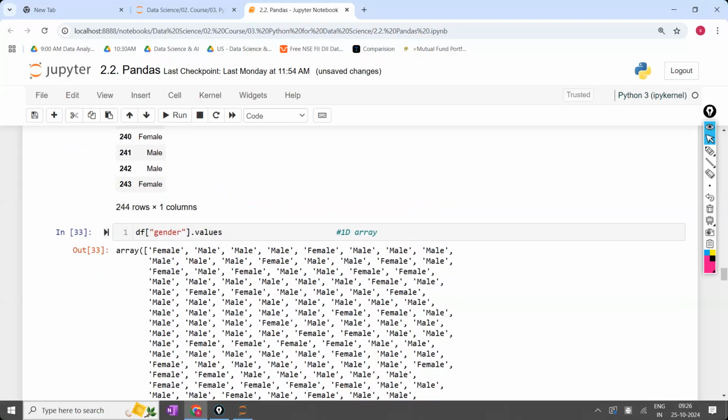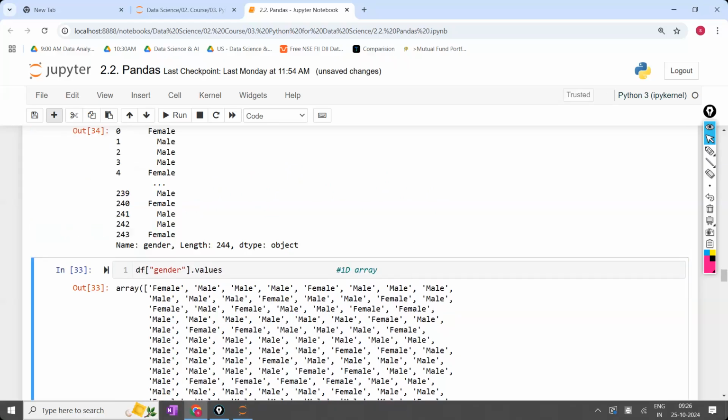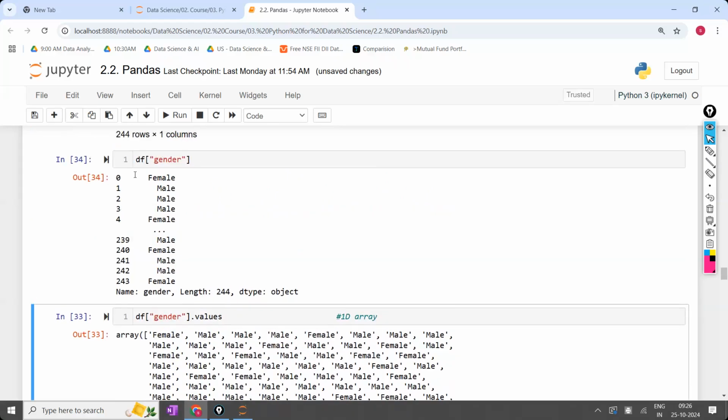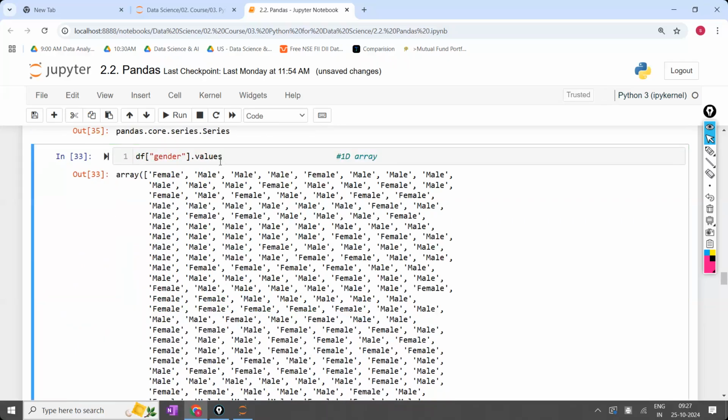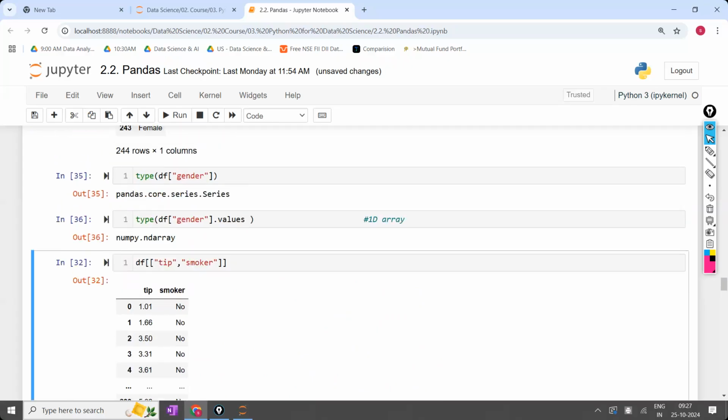What is the difference between this one versus this one? df of gender. What is the difference between these two? This is a 1D series. If you ask what the type is, it is a series type. If you ask what this one is, it is an array type. If you apply dot values, it is going to give the array type.